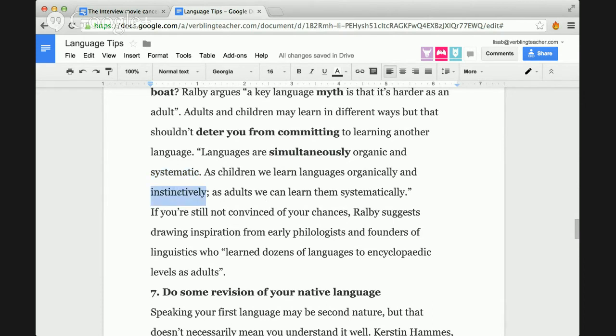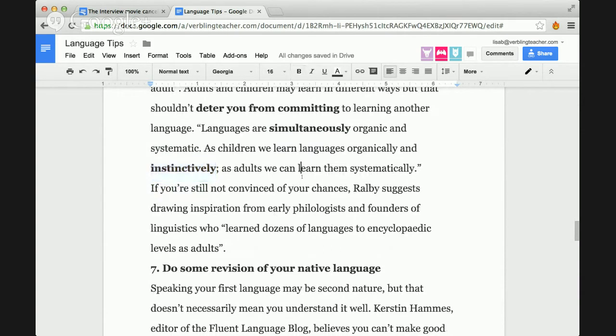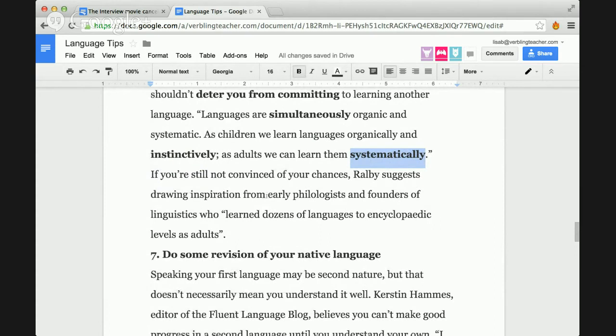So as a child, you learn languages organically and instinctively. So it's part of being a human being. As long as you are talked to and you hear language, you are going to learn a language. Doesn't matter which one. But as an adult, we can actually learn by using a system, like a grammatical system. We can learn what it means, why do you use a verb here or a noun, and we can analyze the language a little more, and that's another way to learn.